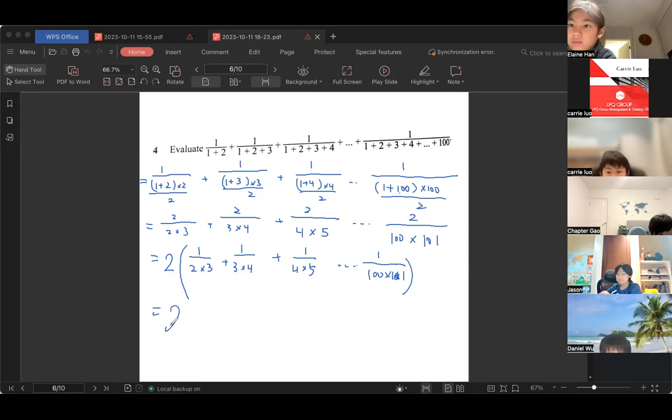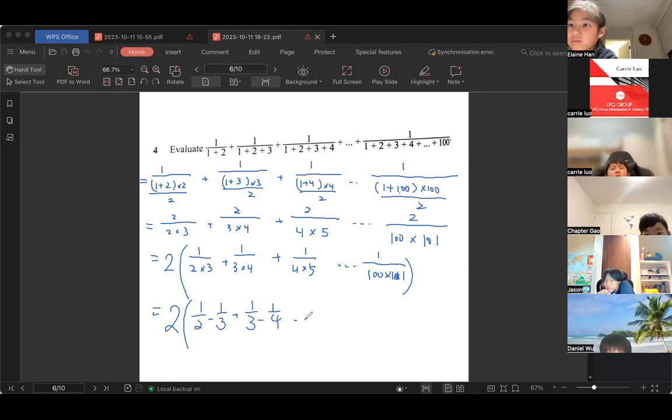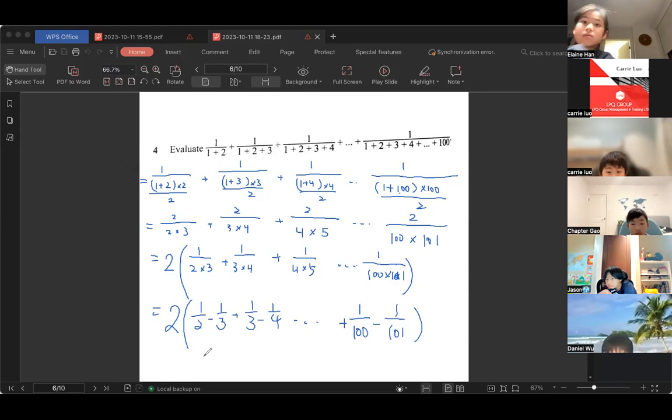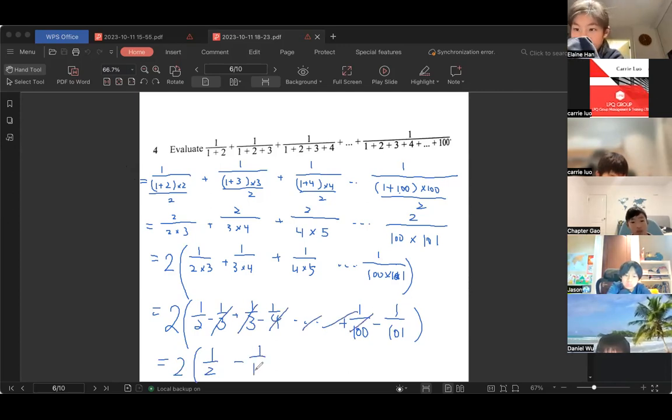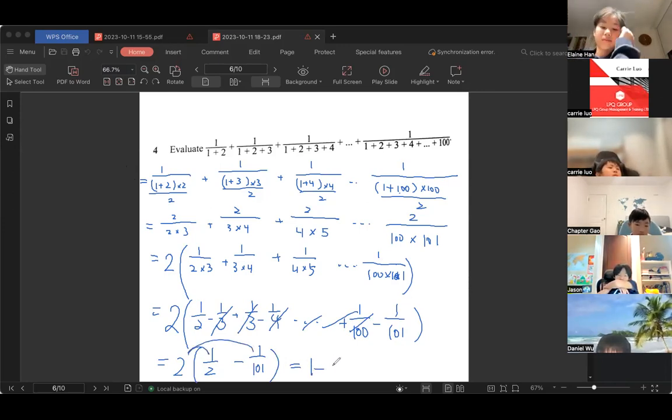Okay, so let's take a look at this one. So 2 times (1 over 2 minus 1 over 3 plus 1 over 3 minus 1 over 4 plus and so on, plus 1 over 100 minus 1 over 101) equals 2 times (1 over 2 minus 1 over 101). You get this at the bottom, equals 1 minus 2 over 101, equals 101 over 101 minus 2 over 101, equals 99 over 101.